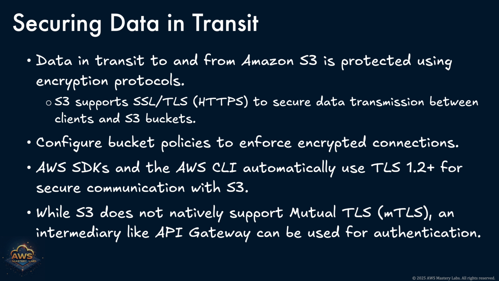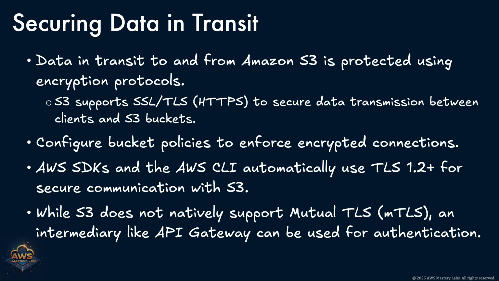Enabling HTTPS is as simple as using the appropriate endpoint, but for tighter control, you can enforce it explicitly. Bucket policies can be configured to deny any request made over an unencrypted connection, ensuring that all access is done securely over HTTPS only. When using tools such as AWS SDKs or the AWS CLI, they default to TLS 1.2 or higher, providing strong encryption and keeping your data transmission secure by default, without requiring additional configuration.